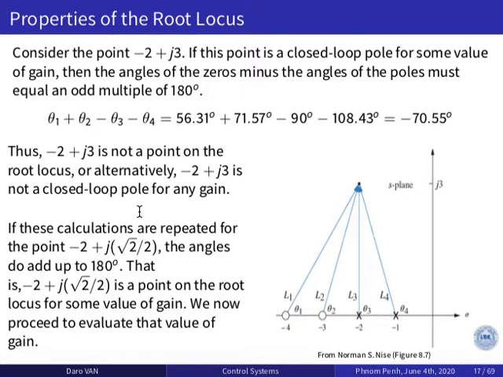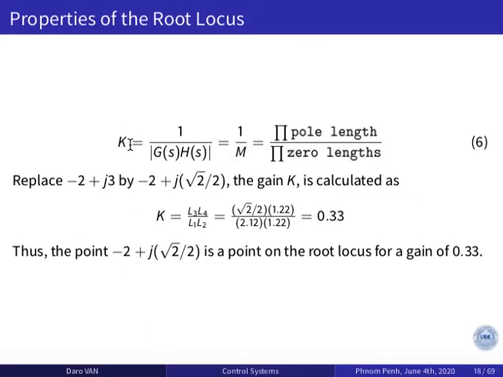On the other hand, if you do the same calculation but change to this point, then the angles do add up to 180. So you can say that this point is a point on the root locus for some value of k. Okay? And then you can calculate the gain. You can find the gain k using the previous formula, which is equal to 0.33. So you can conclude that this point is a point on the root locus for the gain of 0.33.